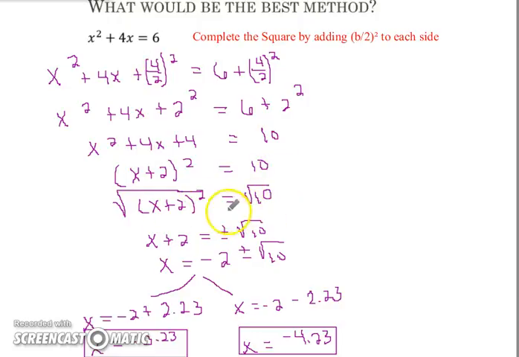And then you would just take the square root of each side. So x plus 2 equals plus or minus the square root of 10. And then you'd have your two possible solutions from this plus or minus. Whoops, I didn't actually want to write on there. From that plus or minus the square root of 10.